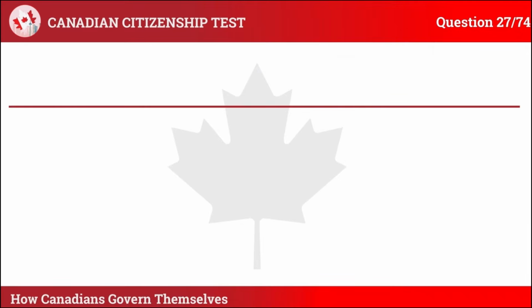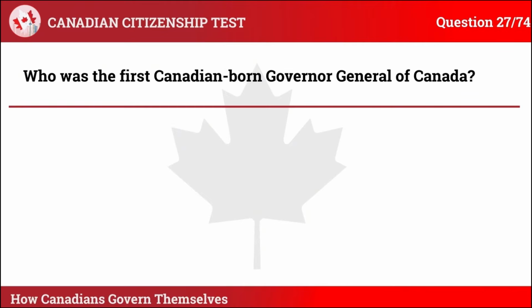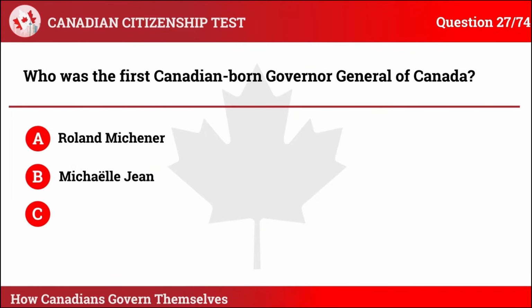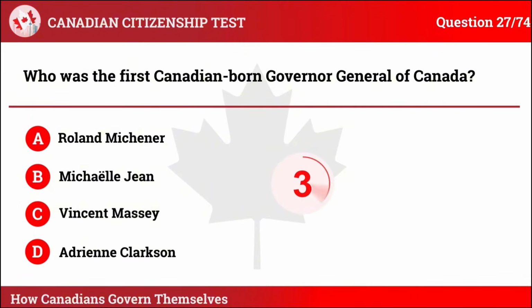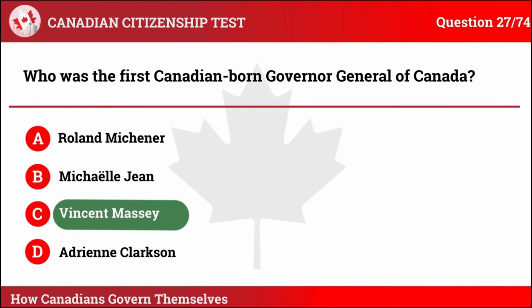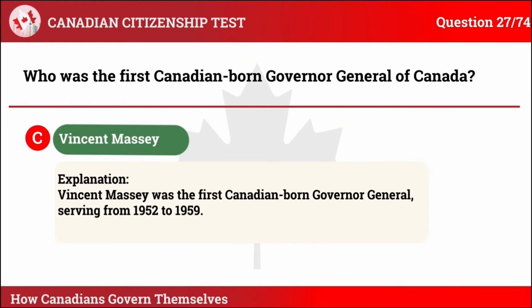Question 27. Who was the first Canadian-born Governor-General of Canada? A. Roland Michener. B. Michael Jean. C. Vincent Massey. D. Adrienne Clarkson. The correct answer is C. Vincent Massey. Explanation: Vincent Massey was the first Canadian-born Governor-General, serving from 1952 to 1959.